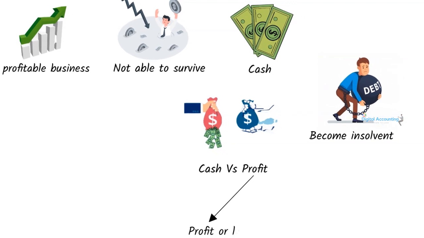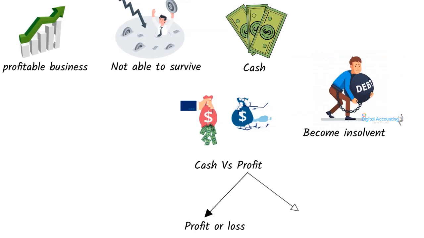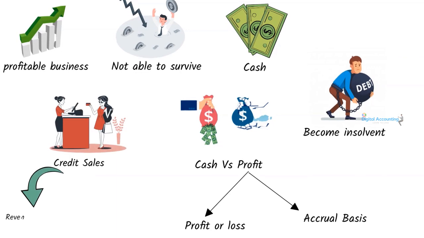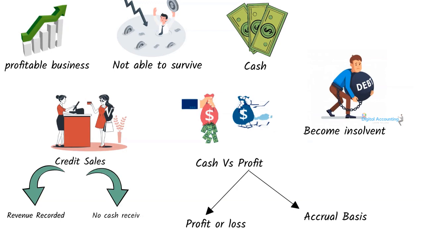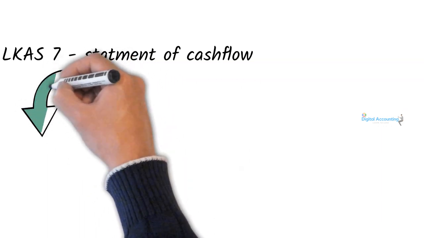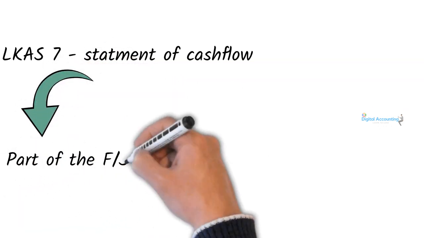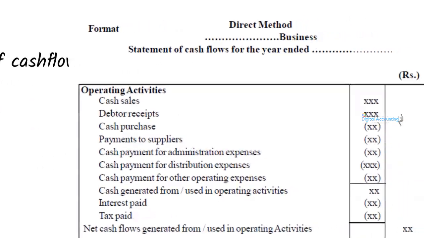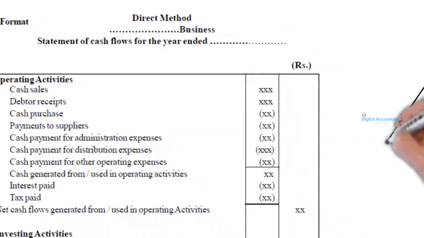Profits, those are from the statement of profit or loss, are calculated on the accruals basis. Most goods and services are sold on credit, so all the point of sale revenue is recognized but no cash is received. LK7 Statement of Cash Flows requires companies to prepare statement of cash flows as part of their annual financial statements. The cash flow must be presented using standard headings.